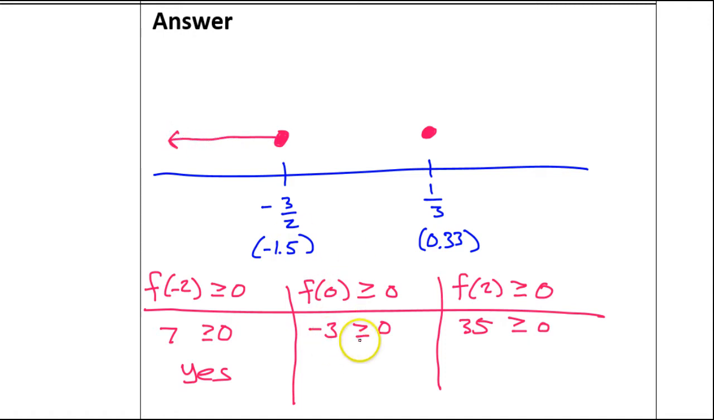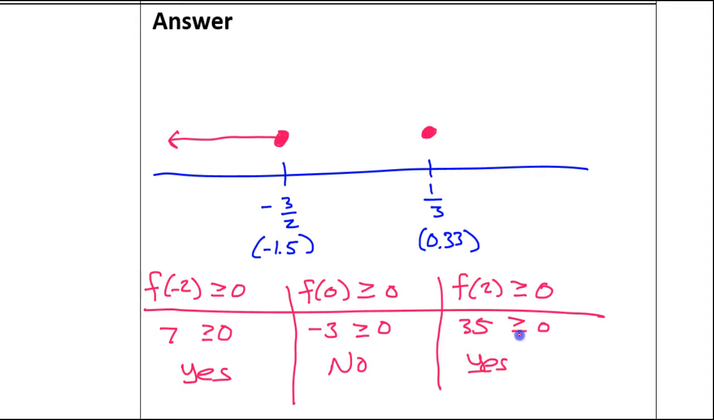Is negative 3 greater than or equal to 0? No. Negative 3 is not greater than or equal to 0. That means 0 is not a solution. So none of the values in this interval will be solutions. So leave it empty.